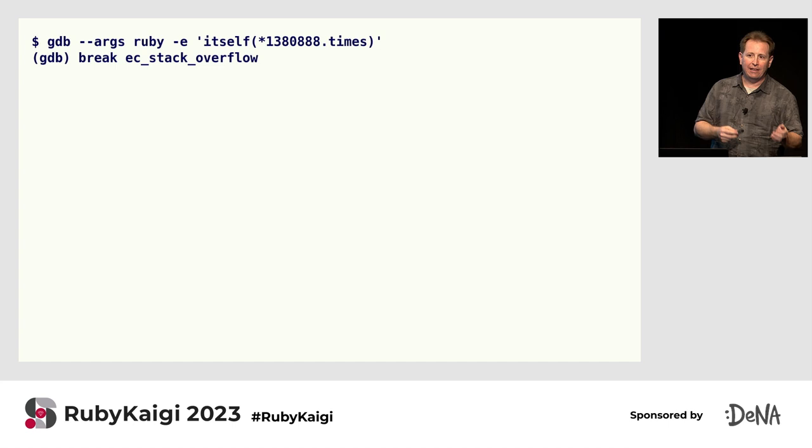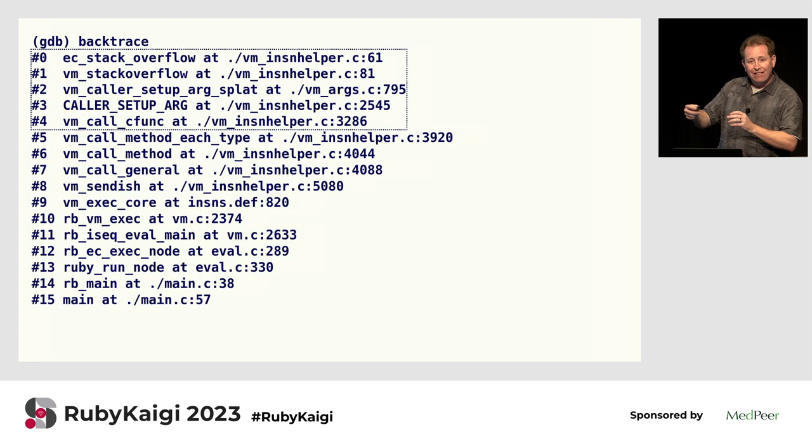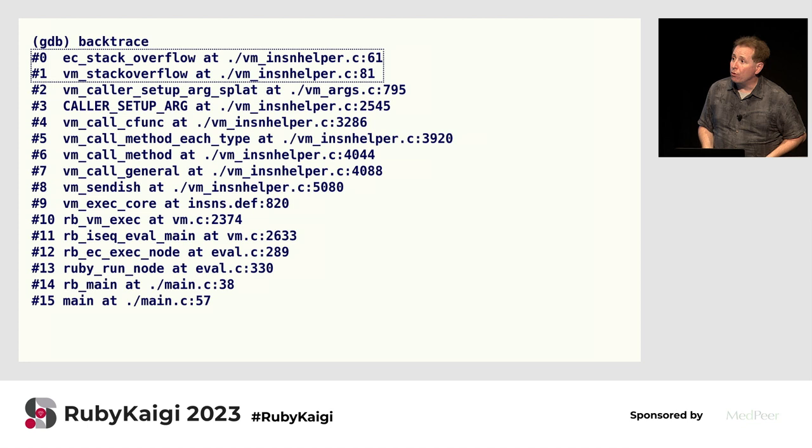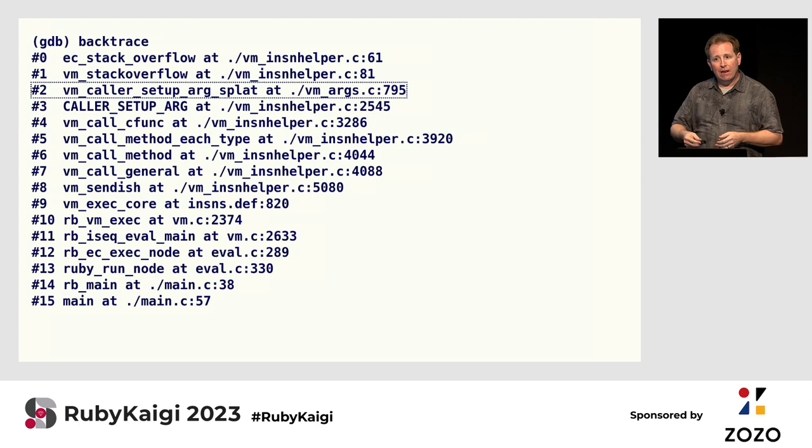And thankfully, we guessed correctly, and we can use the backtrace command to see how we got there. Most of the backtrace is the same as the previous backtrace, but I've highlighted the new lines. Now the top two lines are both for functions with stack overflow in the name. So these are likely called when a potential stack overflow has been detected and not the cause of the stack overflow. The function directly before those lines, named vm_caller_setup_arg_splat, is the probable cause.